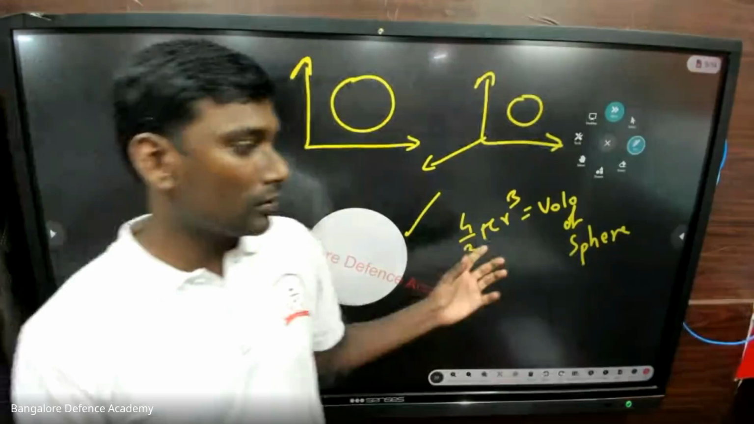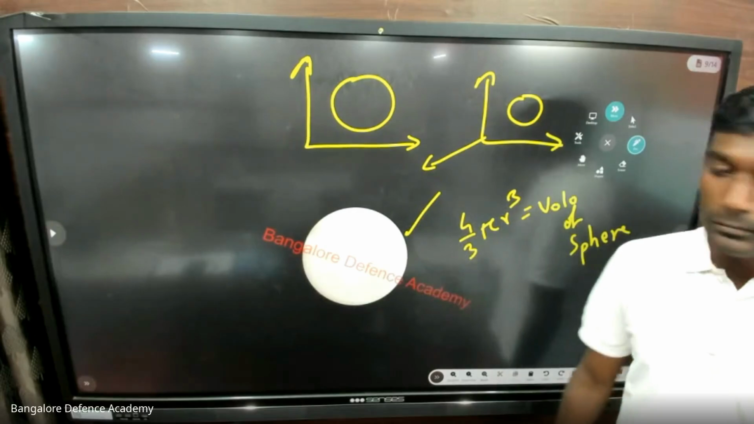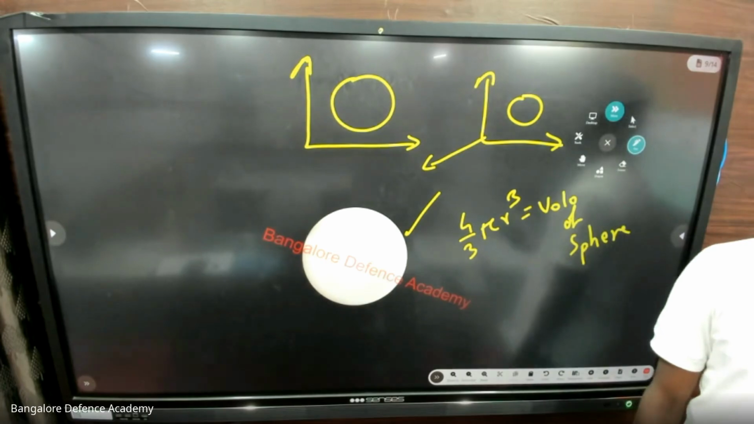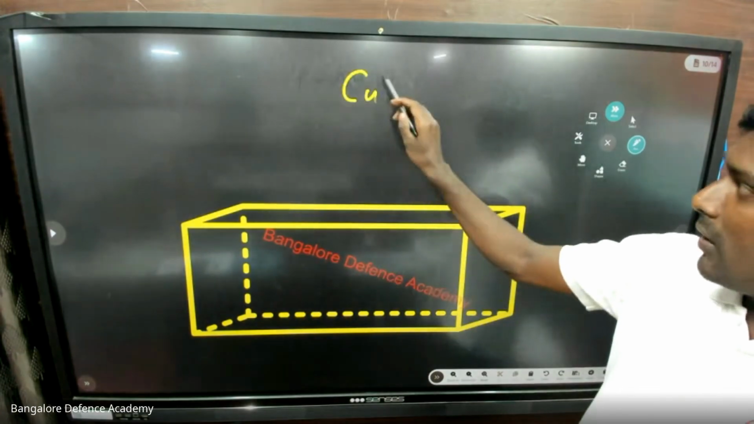Today we are not doing problems on it. We'll try to do it in the next class. Cube over, then what? Cylinder over, cone over, and sphere over. Have you written 4 by 3 pi r cube? Yes, sir. The next is cuboid. What is this here? Cuboid.